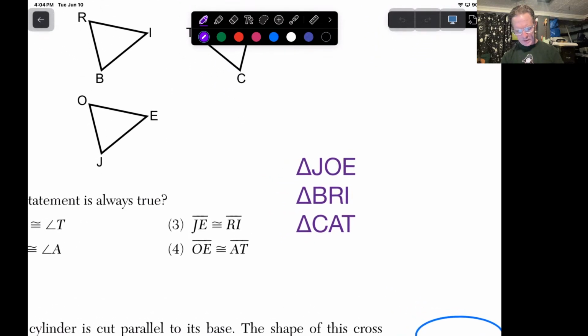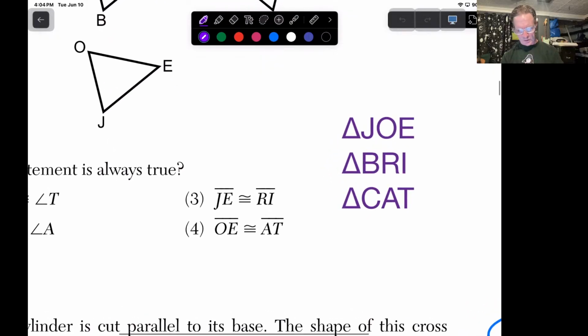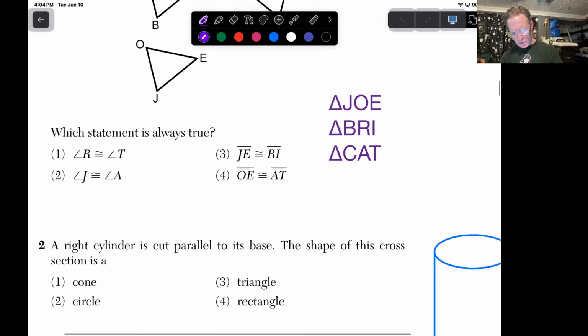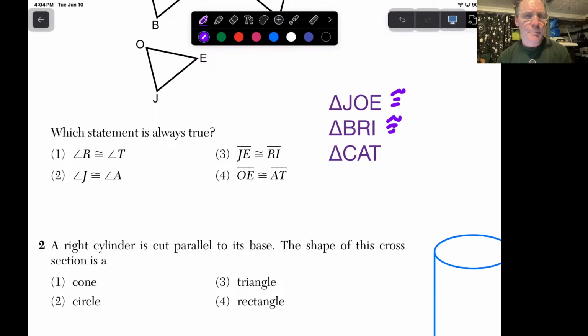What we can see here is that I don't even really need to look at the diagram, because we know these triangles are congruent to each other. So let's put the little congruent symbol in there. Triangle JOE is congruent to triangle BRI, which is congruent to triangle CAT. Which statement is always true? Now that I have this, I can see, does R map to T? No, R maps to A, or O. So it doesn't map to T, so that one's out.